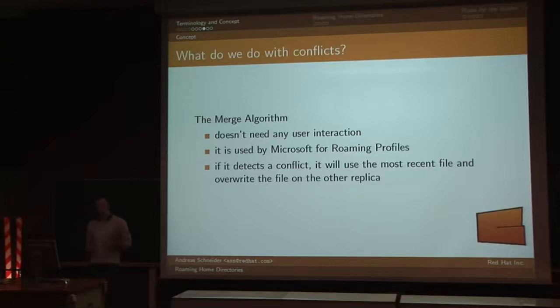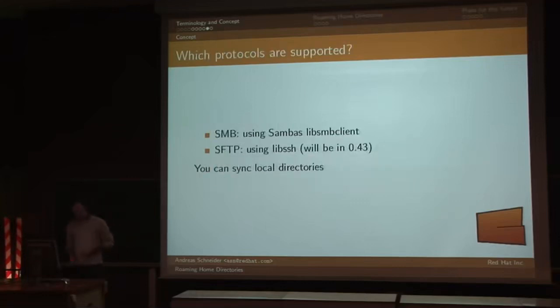If it detects a conflict, then it will use the most recent file and will overwrite the file on the other replica. This means that it is possible that you will lose data, but it turned out that this is working really great on Microsoft, and so that's why I implemented it in the same way, so that most users who are used to it don't get confused. The plan is to support other conflict algorithms in the future, but not at the moment.